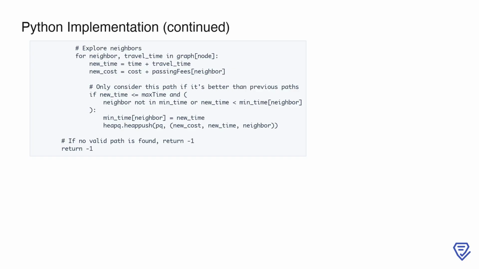Finally, if the priority queue is exhausted and we have not returned a cost, it means there's no valid path to reach the destination within the given time. In this case, we return -1 to indicate that no solution exists. This ensures that our algorithm handles all possible scenarios in a clear and efficient manner.